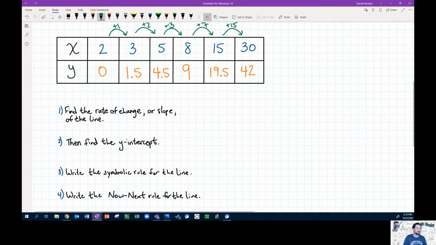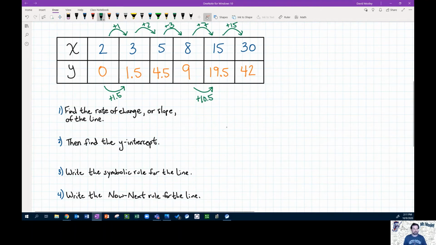So if we look at our first pairs, (2, 0) and (3, 1.5), this says I increase 1 in x, from 2 to 3, and on y, I'm having an increase of 1.5. So our guess would be that the slope is 1.5. Now to confirm that, let's pick another couple set of points. We have between 8 and 15, we go up by 7 in x, and from 9 to 19.5, we're going up by 10.5.